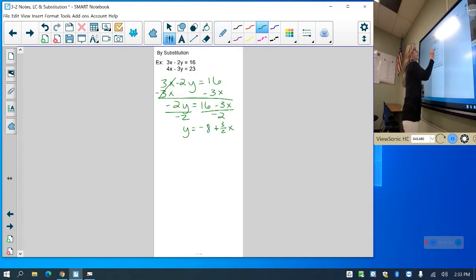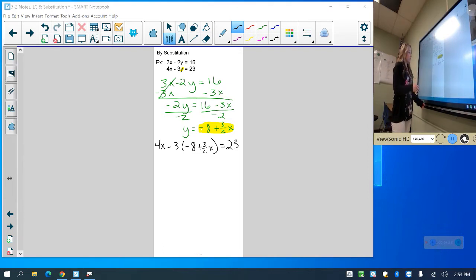But I'm going to take that anyway and replace the y in the second equation with negative 8 plus 3 over 2x. So I'm going to replace that y, which gives me 4 times negative 8, oh, excuse me, just kidding. Replace the y, not the x. 4 times x minus 3 times negative 8 plus 3 over 2x equals 23.